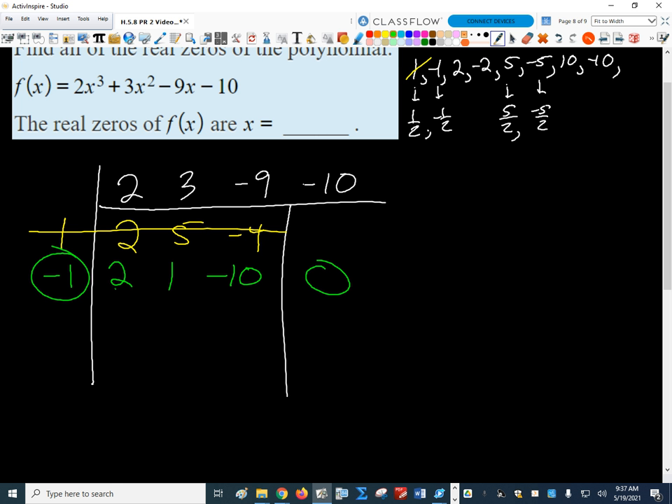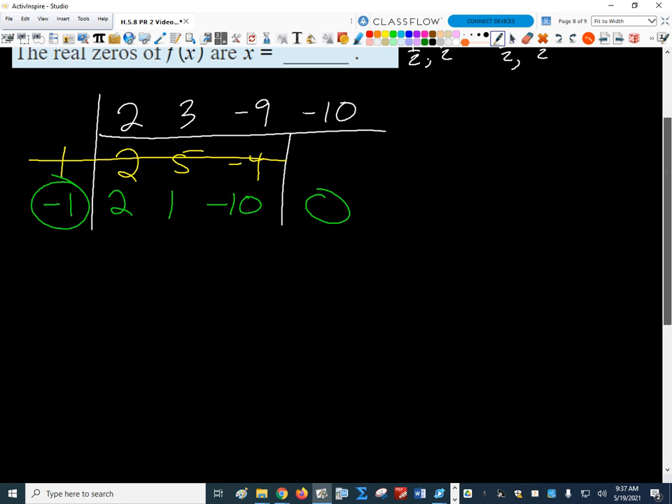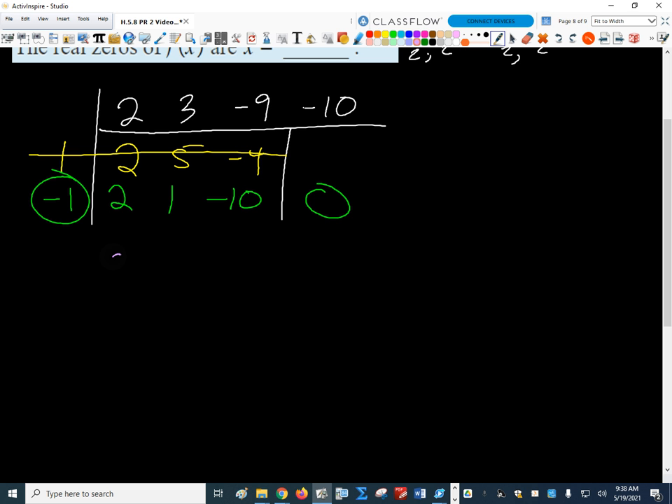Everybody see that? Okay. So then to get the other zeros, we recognize that's a, that's b, that's c. And so we get x equals -b plus or minus the square root of b squared minus 4 times 2 times -10.